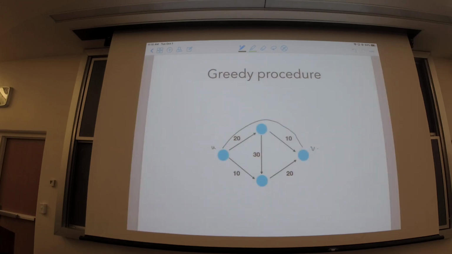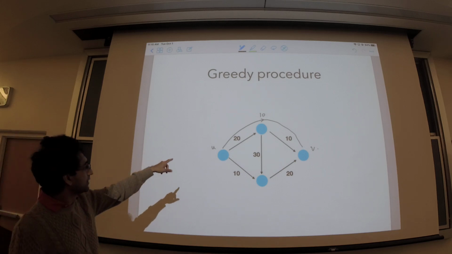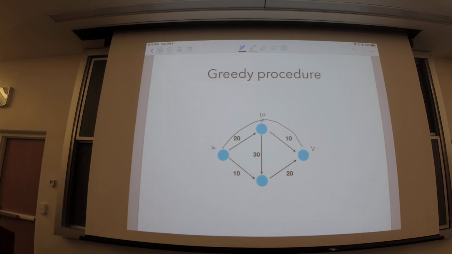So what he's suggesting is take the shortest path, and you would then put a flow of 10 along this path because you cannot have more than 10. And now you see if there is another path from U to V. So in this case there is another path. So let's do this thing here. And now you have only 10. And now, is there a path or is there not a path?